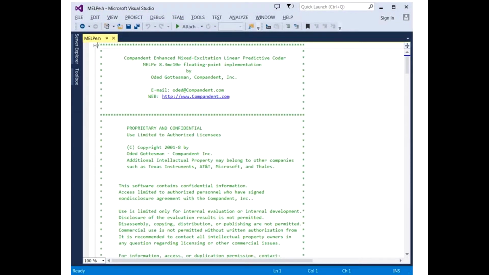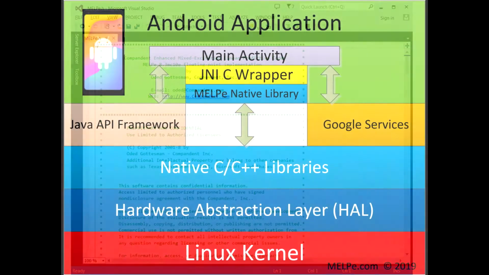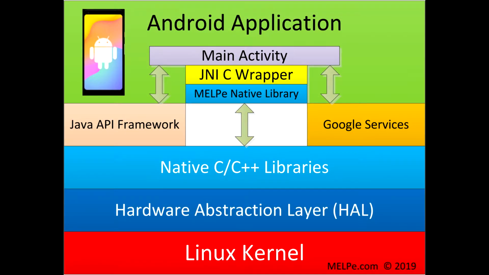Our reference implementation is composed of the following 3 layers. The MELP-E native code library, which is hand optimized for various ARM processors, including 64-bit ARM version 8 and 32-bit ARM version 7. The second component is the Java native interface C wrapper code, which encapsulates the initialization, configuration, and lower-level calls to the various functions within the native code MELP-E library. The third layer is composed of the main activity Java and XML files, which contain the user interface for configuring and calling the MELP-E codec from Java.